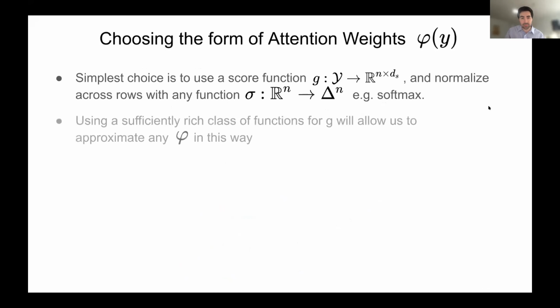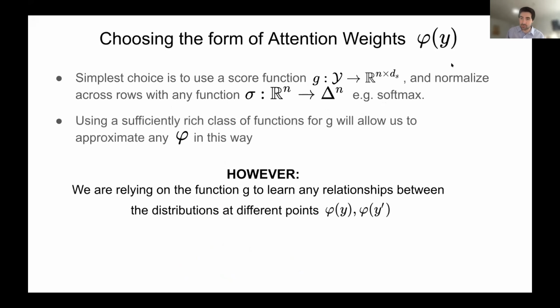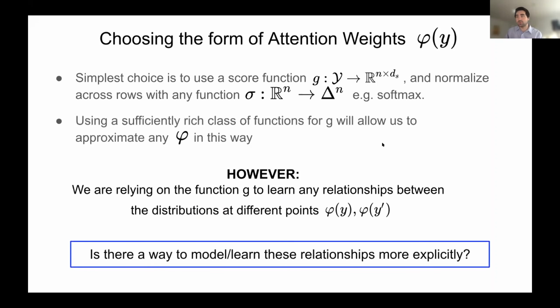And if we do it in the simplest way possible by taking a single score function and then normalizing it, we're hoping that this function g, whatever your favorite parameterized class of functions is, such as a neural network, is itself going to learn these relationships. So we ask, is there a way that we can allow the model to learn these relationships explicitly, as opposed to just hoping that the parameters of this function itself will learn it from the data?